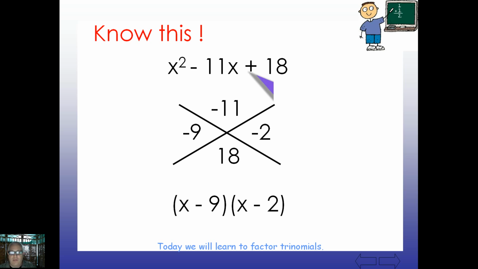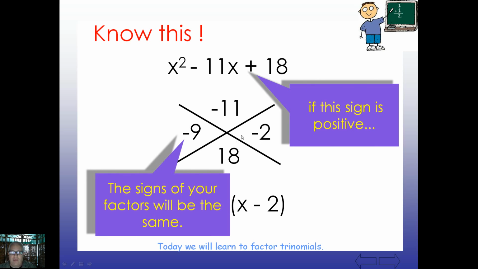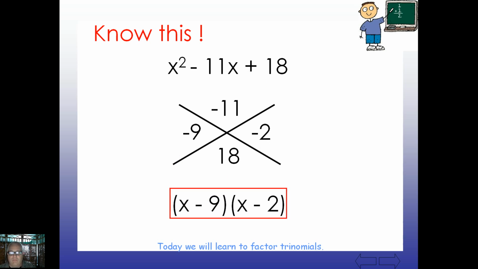So know this piece here: if the sign for the constant, positive 18, is positive, then these signs will be the same, either both negative or both positive. Just something to keep in the back of your mind when you're doing these.